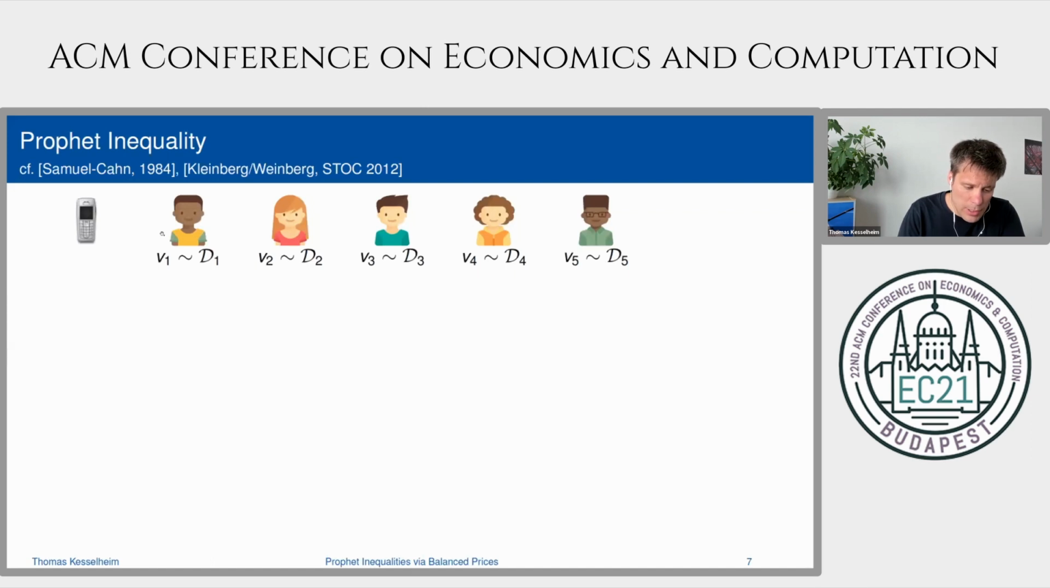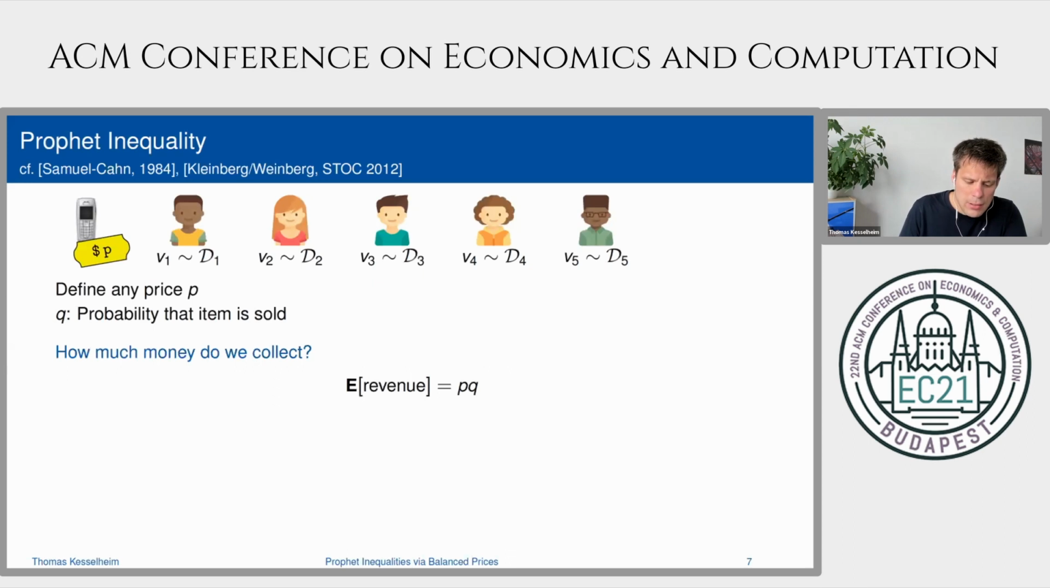You have this one item and you have these n buyers. Each has some value which you don't know beforehand, but you know which distribution it is drawn from. And what you now do is the following. You would define any price for this item. Let's call this P. And this defines a probability that the item is sold. For every price that we define, we get a probability that the item is sold. Namely, what's the probability that one of the values is at least the price?